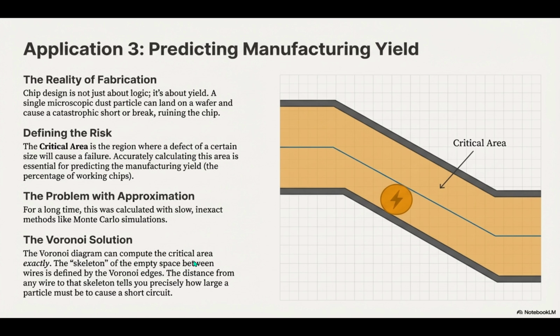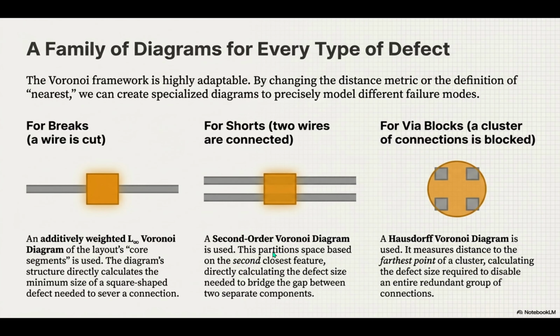How? It uses its edges to define the skeleton of the empty space between wires. And the distance from any point on that skeleton back to the nearest wire tells you precisely how big a dust particle needs to be to cause a short circuit right there. It turns a statistical problem into a perfect, deterministic geometric measurement. So it sounds like this Voronoi framework isn't just one tool, but more like a flexible language for describing failures. That is its great strength.